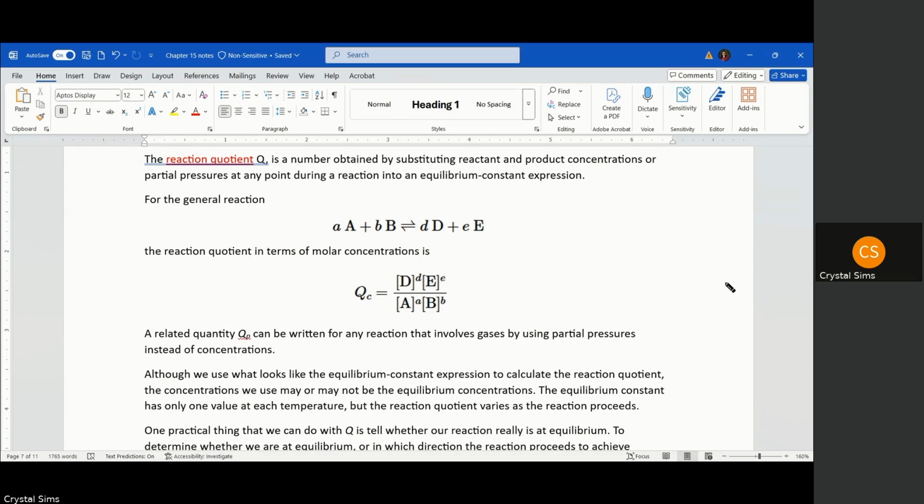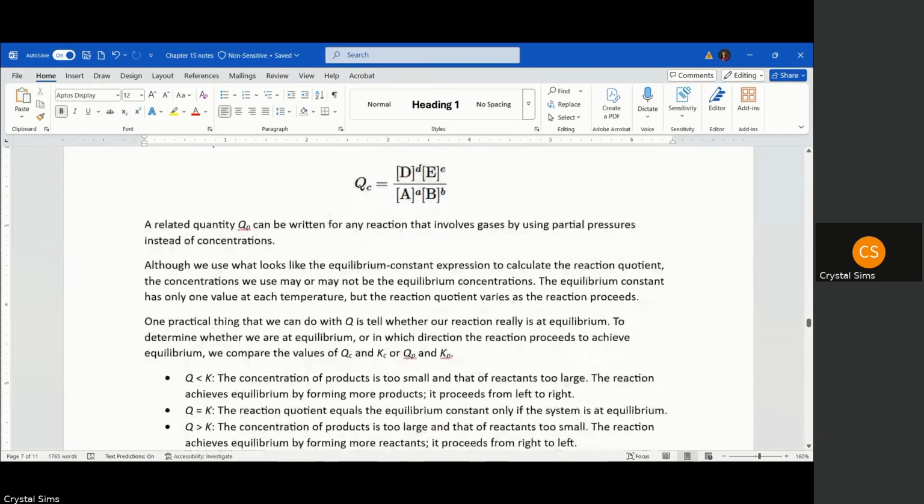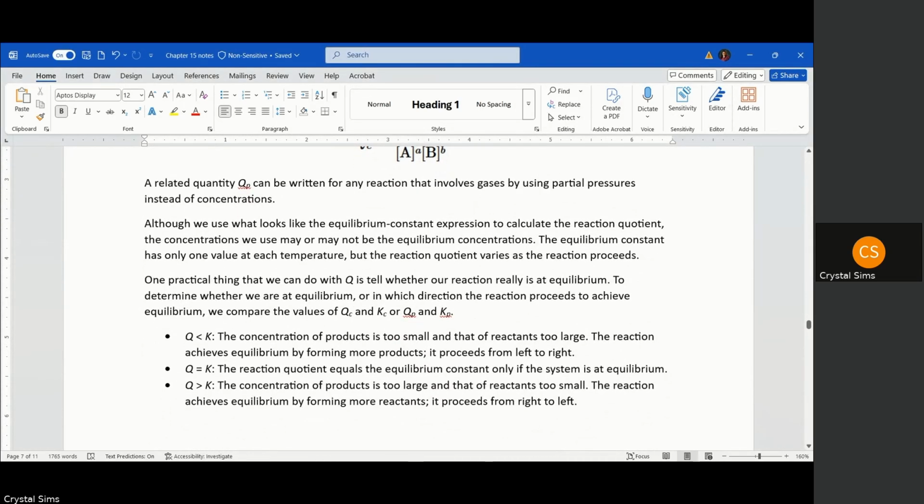The equilibrium constant has one value at each temperature. The reaction quotient varies as the reaction proceeds, because we're not just looking at equilibrium. The reaction quotient is going to vary at the start of the reaction, the middle of the reaction, the end of the reaction. So what do we use K for? Well, we can look at K to determine, is our reaction really at equilibrium?